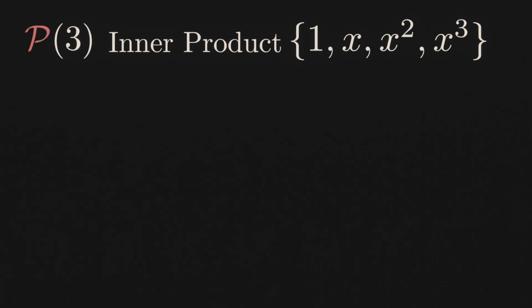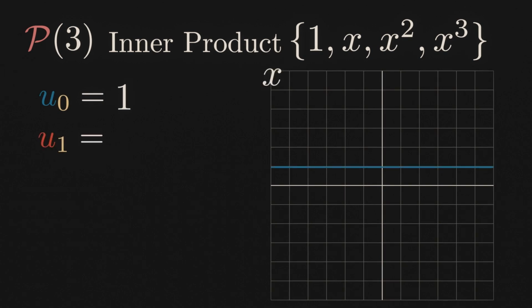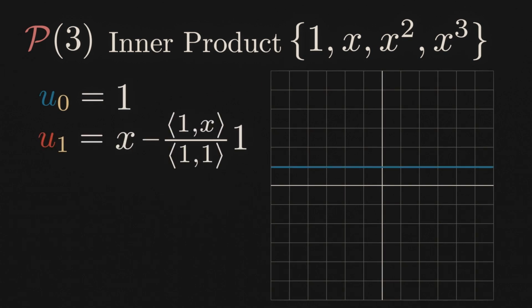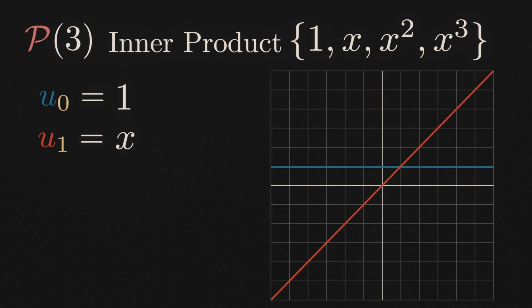Now, let's get back to our example. The first polynomial, u0, will be 1. Our second polynomial will be x, minus x projected onto 1. Now, we will use our formula, but remembering to replace the dot product with the inner product. As it turns out, x is already orthogonal to 1, so our vector didn't change.